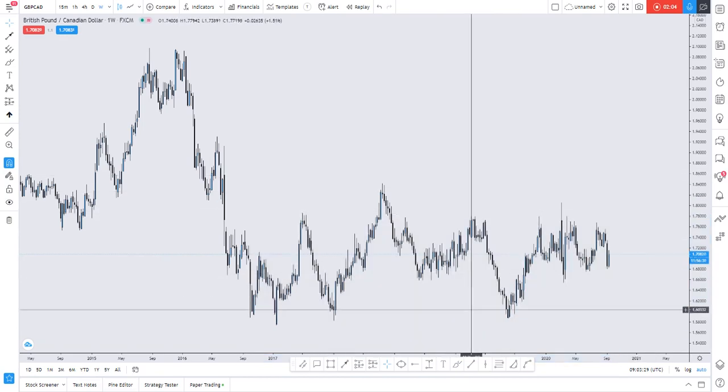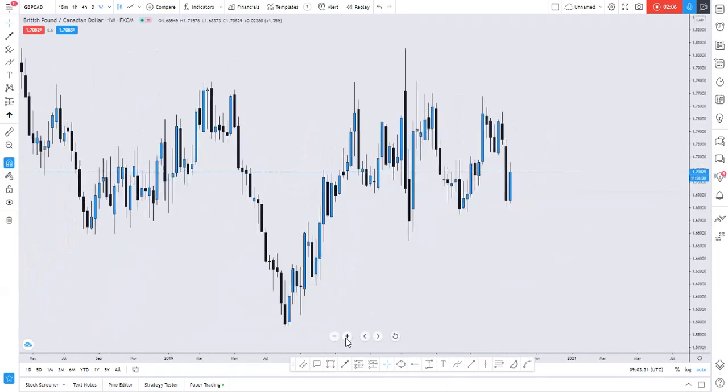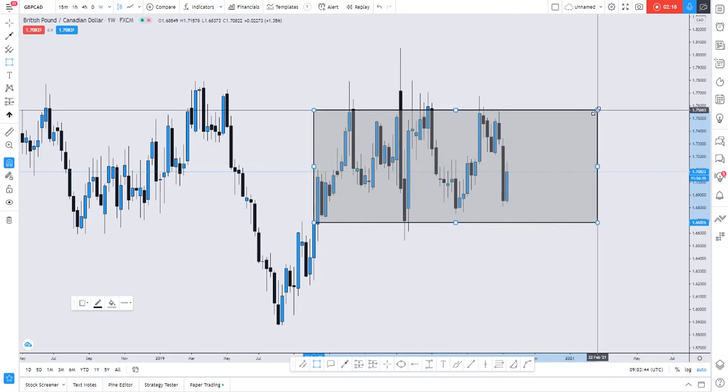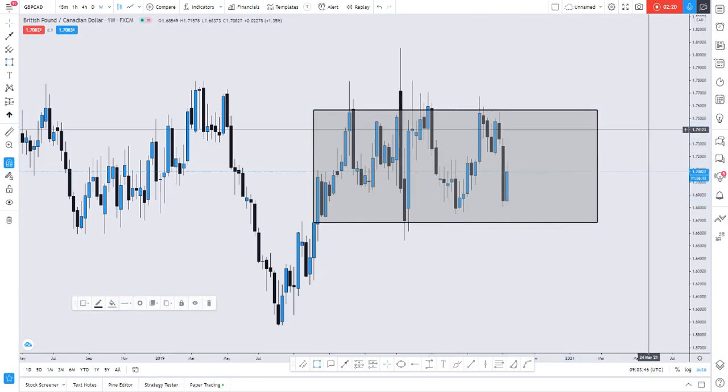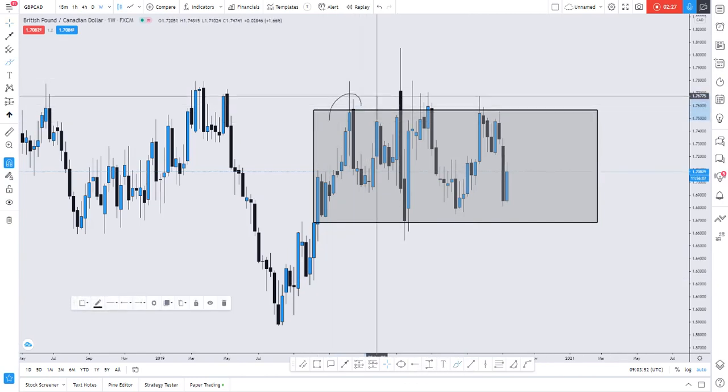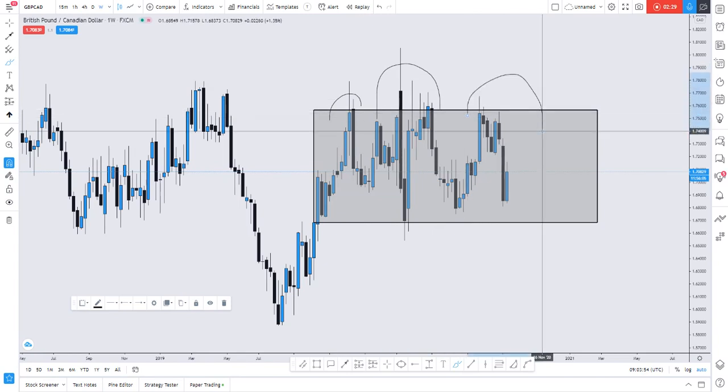Now, let's deal with relevance in price. Looking closely at price here, what do we have? We have this range bound, this minor range bound right here, and in this minor range bound, we have a head and shoulders pattern. So we have this left shoulder, the head, and the right shoulder.